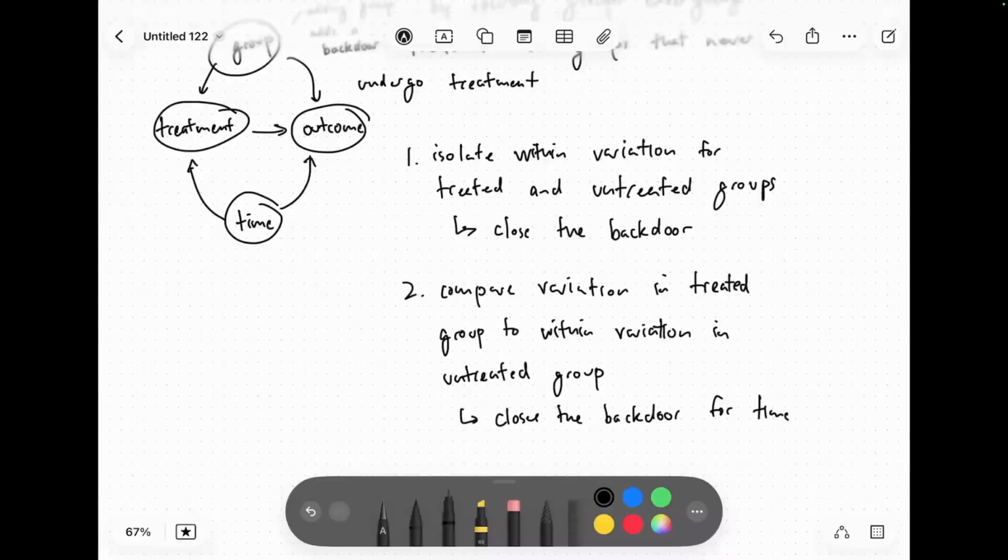Also quick question, is the backdoor the path from group to outcome? It is the difference between the outcome from the treatment group over time versus the outcome over time for the control group. It's that difference.